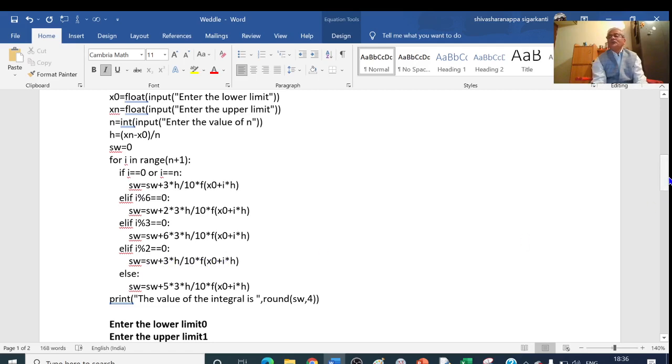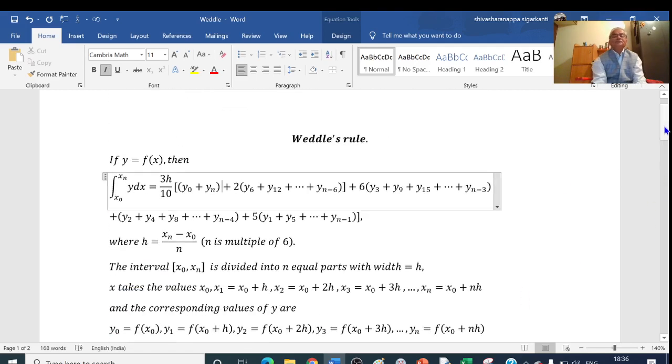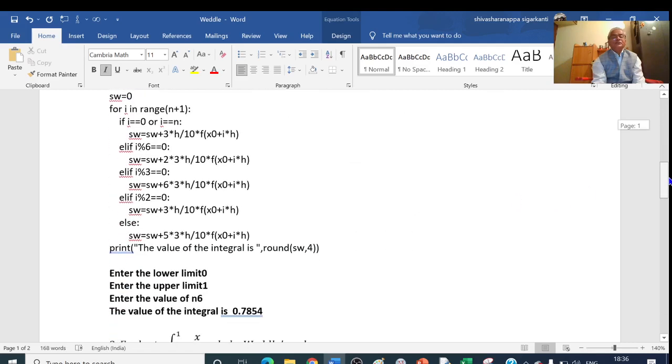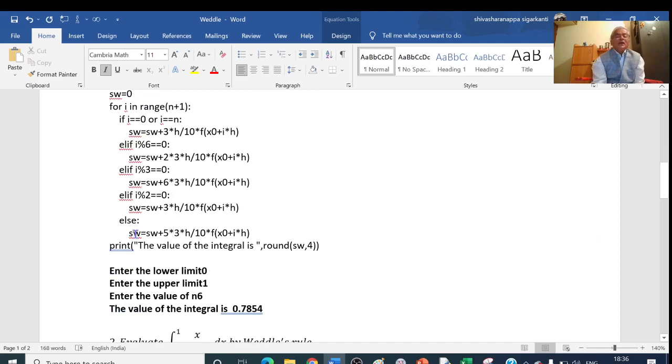Else, if this is not the case, then this is the case here, y1, y5, yn minus 1. Then the coefficient is 5 into 3h by 10. That is, else SW equal to SW plus 5 into 3h by 10 into f of x naught plus I into h. So I take the value 0, SW is updated, I equal to 1, I equal to 2, I equal to 3, I equal to 4, up to I equal to n.